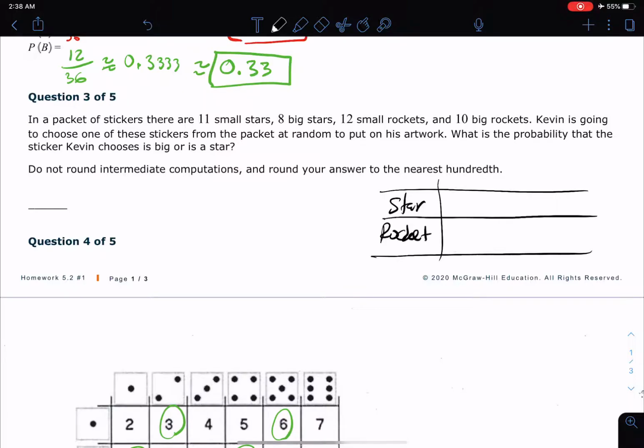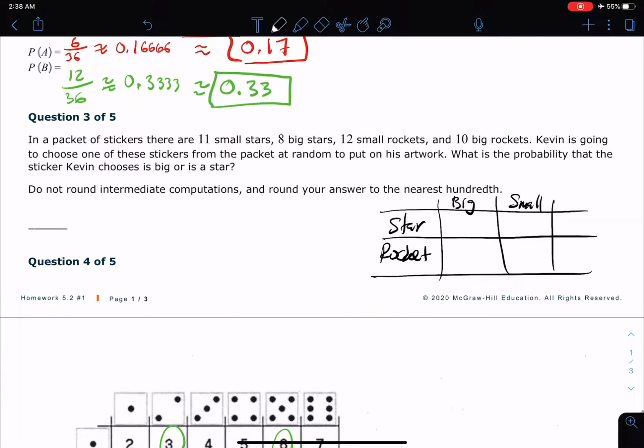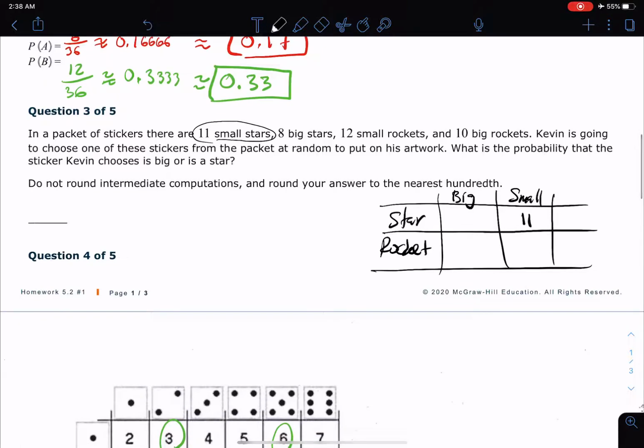Stars and rockets. And what else do we have? We've got big stickers, and we've got small stickers. So let's see. It says there are 11 small star stickers. Perfect.